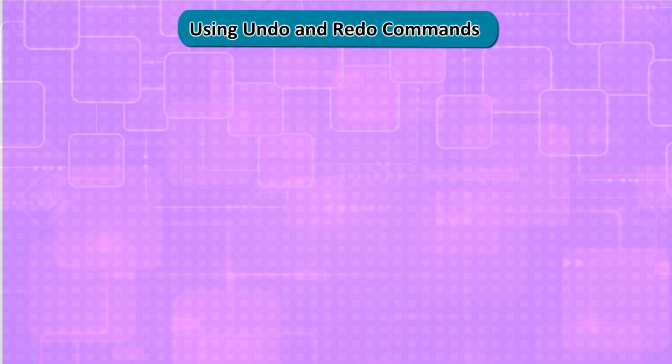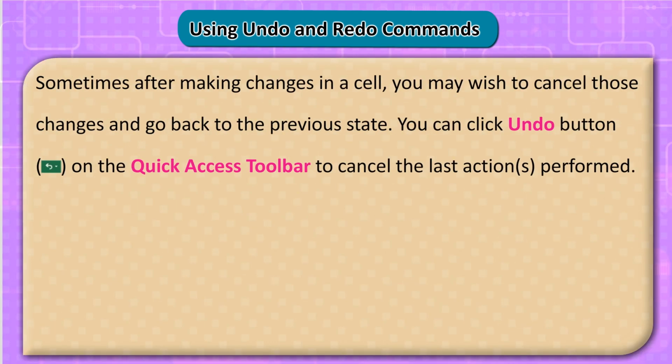Using undo and redo commands. Sometimes after making changes in a cell, you may wish to cancel those changes and go back to the previous state. You can click the Undo button on the Quick Access toolbar to cancel the last action performed.